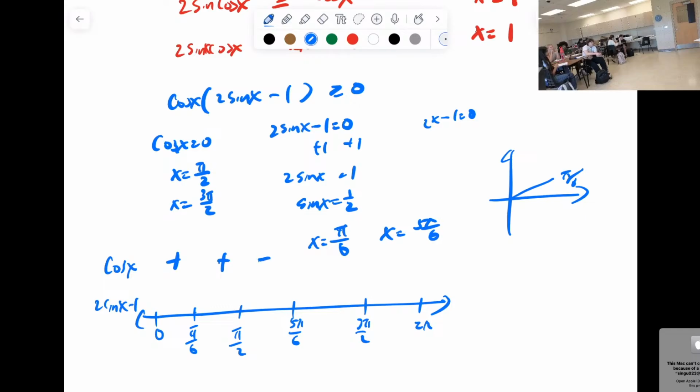Negative, good. How about 5 pi over 6 to 3 pi over 2? And this one's positive, right?